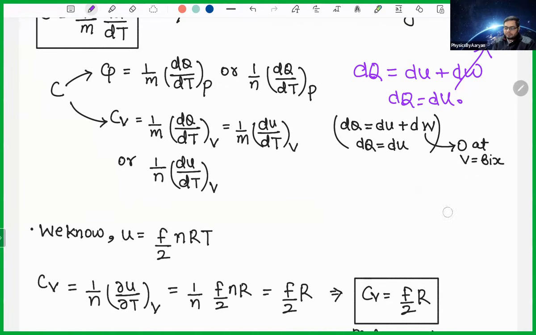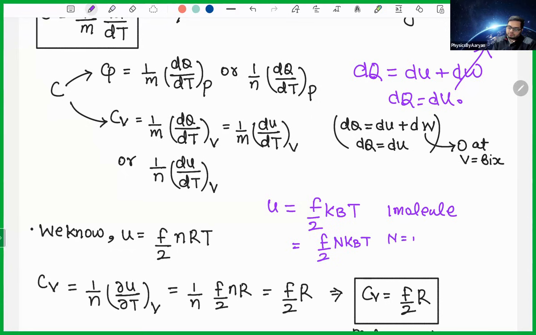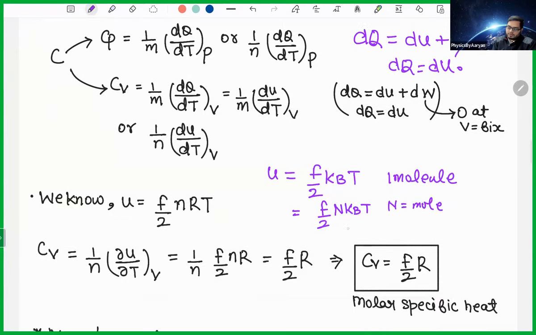So far, I have seen three formulas for internal energy. One formula is F by 2 kBT, which is for one molecule. Another formula is F by 2 N times kBT, which is for N molecules. And one formula is F by 2 nRT, which is for n number of moles.